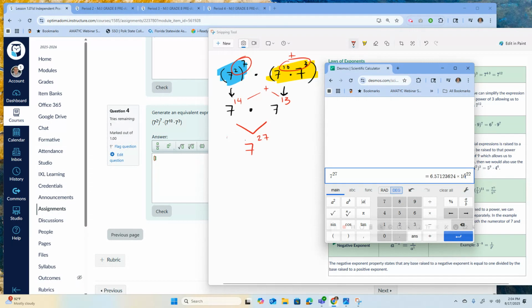Look how big. When you see these weird answers, that's called scientific notation. We're going to learn that at the end of this lesson. Okay, don't put that answer in the assignment. Just type 7 to the 27th power. I hope this helps.